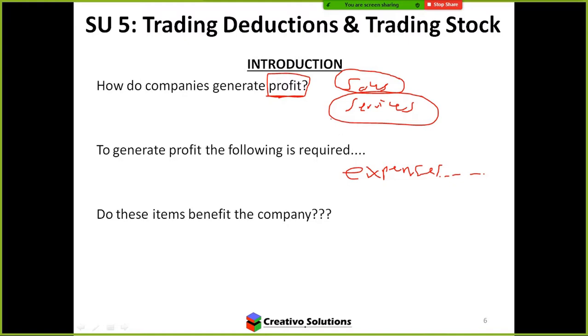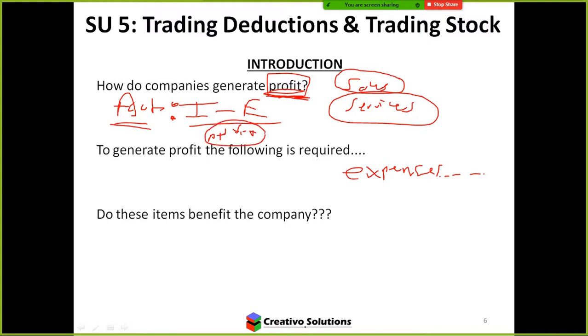Okay, so how do you calculate profits? Income minus expenses. Correct. That's the accounting way of working out or calculating performance. Accountants can measure performance by looking at your profits. Obviously, the profit is going to be taxed.